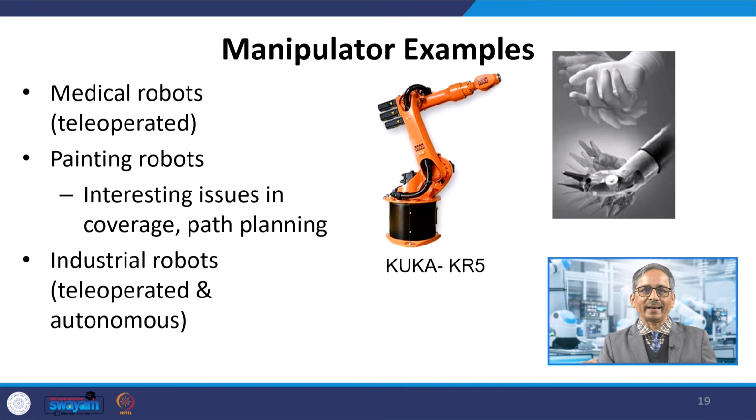If we look at the second category of classification, that is the manipulator. Examples are a very popular industrial manipulator such as the KUKA KR5, or manipulators used in surgical applications, so medical robots and painting robots. Here we have interesting issues, such as how much area it is going to cover and how we could plan its path. These industrial robots could be teleoperated or autonomous.